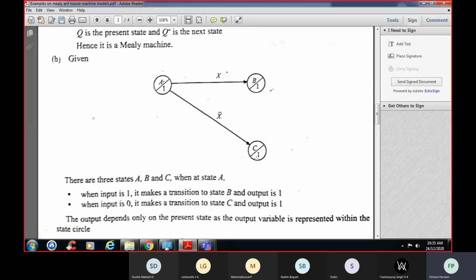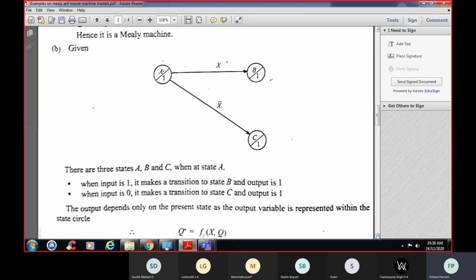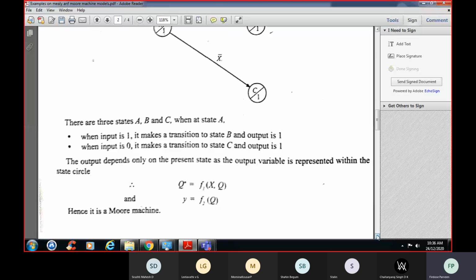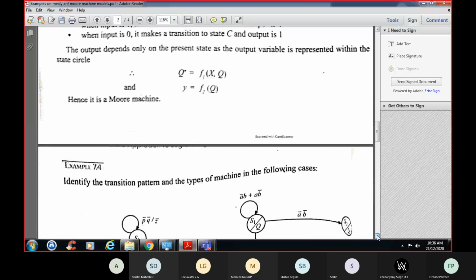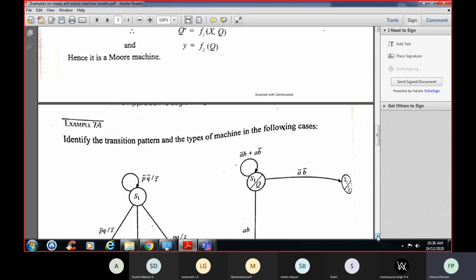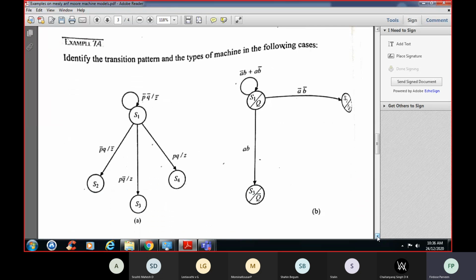Okay. Here you can see the output depends, that is, this is output. Okay. Within the circle, this is output. So output depends only upon the present state. It does not depend upon the next state. Okay. So the output depends only on the present state, and it is represented within the state circle, that is within the circle. So that means it is a Moore machine. Okay. It is a Moore machine. Now let us see one more example.